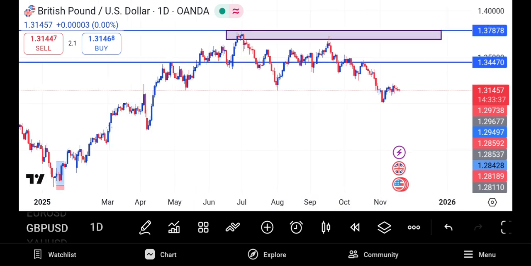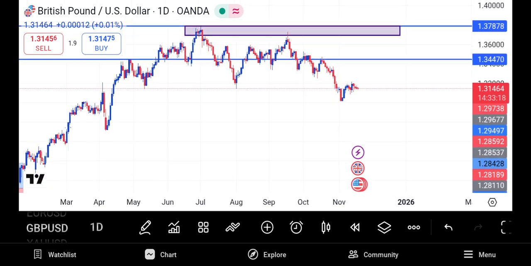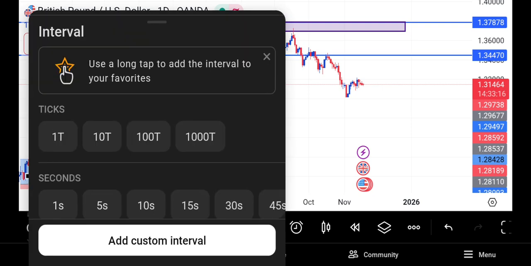Remember, when it comes to trading, this is a skill. It's not something you can learn overnight. You have to put in hours, put in effort, and be consistent. That's the most important part. Now that I've marked my zones, I'm going to scale down to the 4 hour time frame.